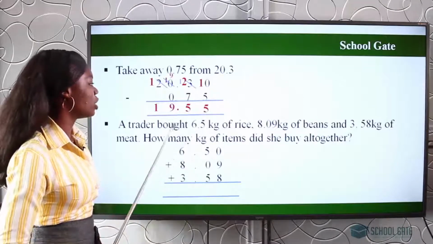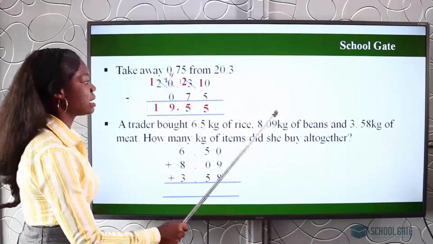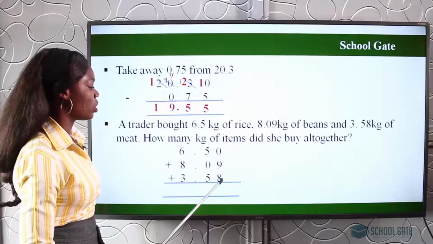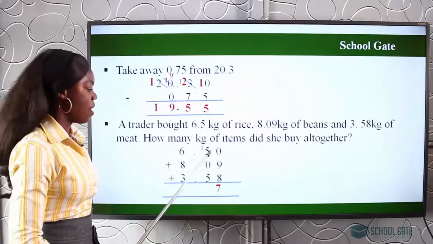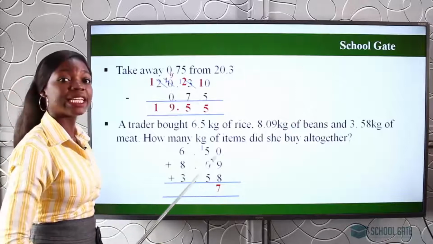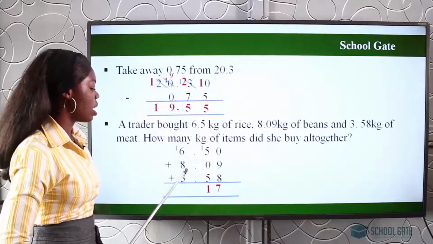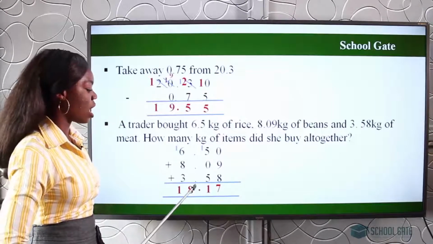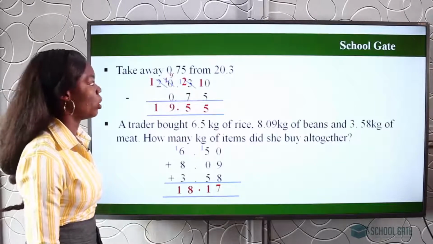Okay, the next one, a trader, but this is additions. You add this, this, and this together. Okay, let us do it together. 9 plus 8 will give us 17. We have our 7, carry 1 up. 5 plus 5 is 10, plus 1, 11. Have our 1, carry 1 up. 6 plus 8 plus 3 plus 1 will give us 18, and then we have our decimal point.